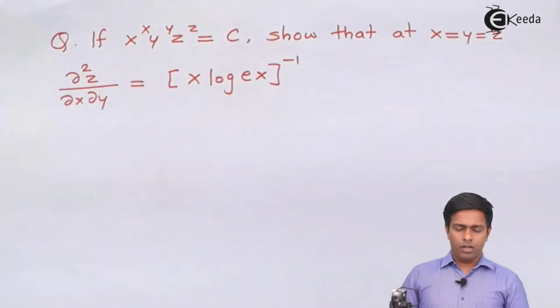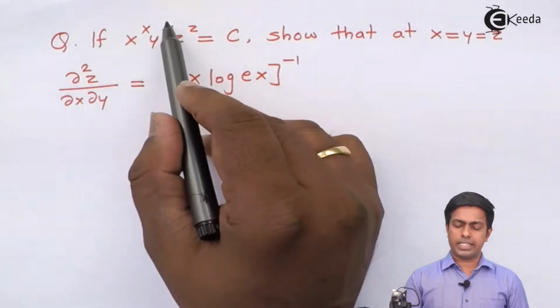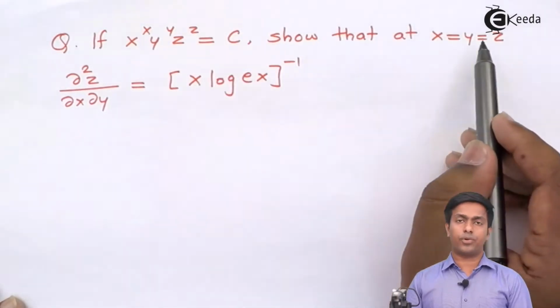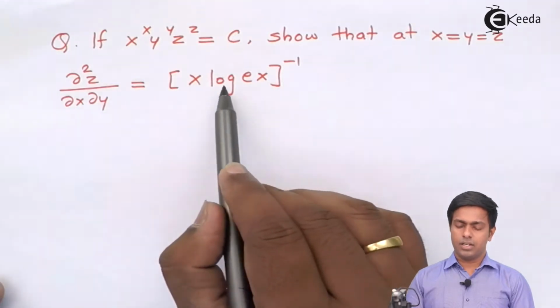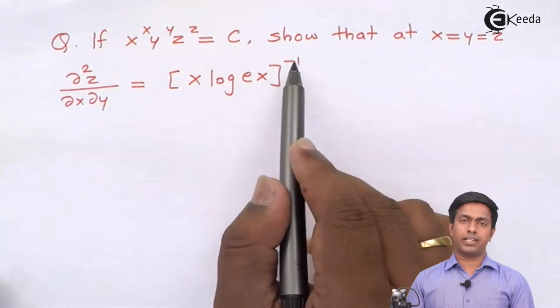Now here it is given that x to the power x, y to the power y, z to the power z is equal to c, and we have to show that at x equal to y equal to z, del square z by del x del y is equal to (x log ex) whole raised to minus 1.